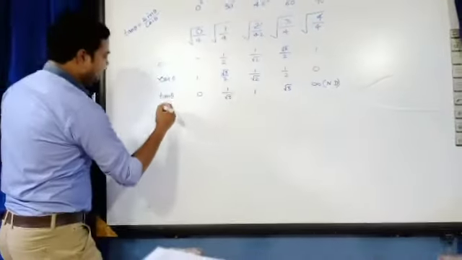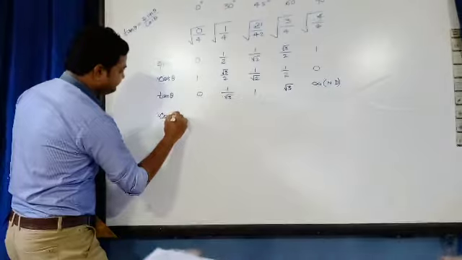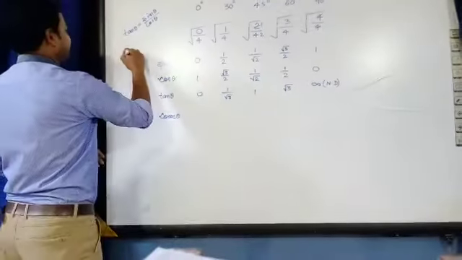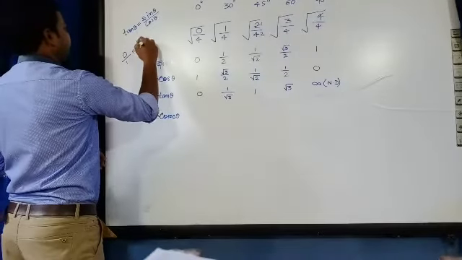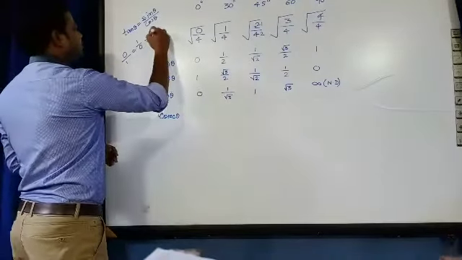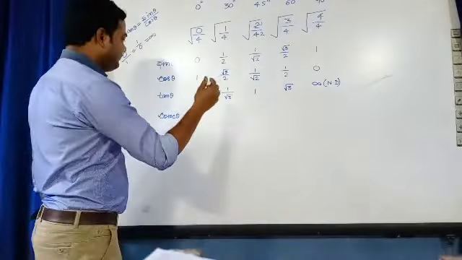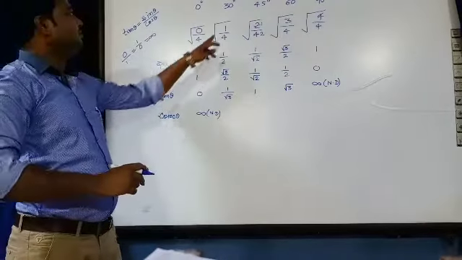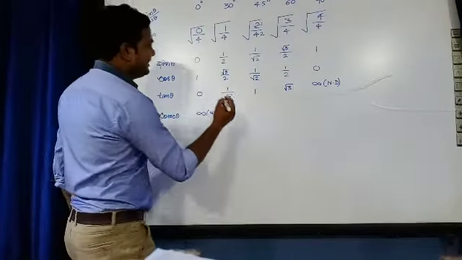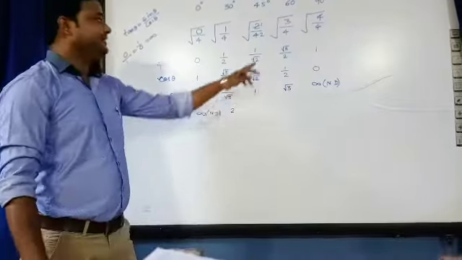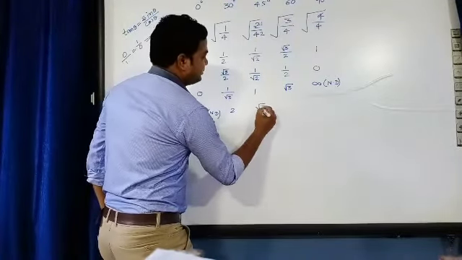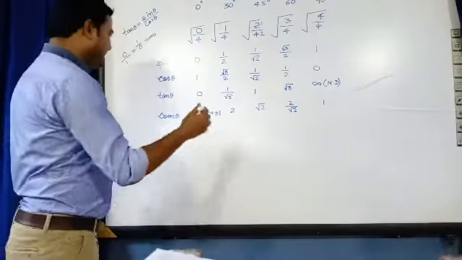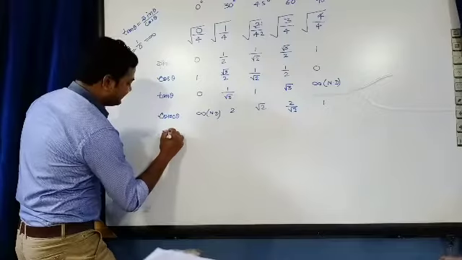Now move to cosec theta. Cosec theta, we know, is 1 by sin theta. Sin theta is 0, so this is 1 by 0, which is infinity, not defined. Now here 1 by 2, its reverse is 2, here root 2, here 2 by root 3, and this one is 1.